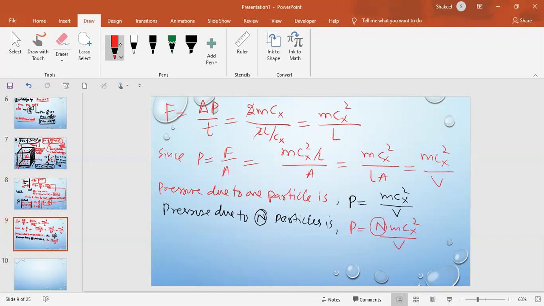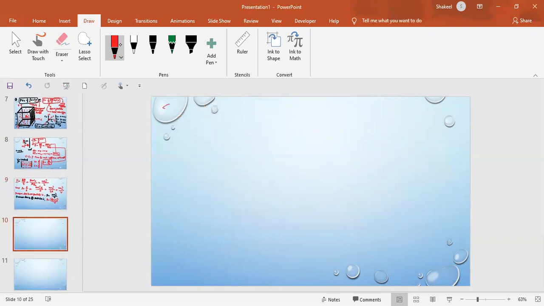N is the total number of particles that we have introduced. This is along only the x-axis as well. But now let's look at something. Since we know that c square is cx square plus cy square plus cz square, and as the temperature of the gas is constant, we assume that all the components cx, cy, and cz are equal to each other.